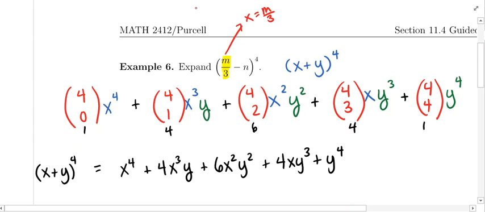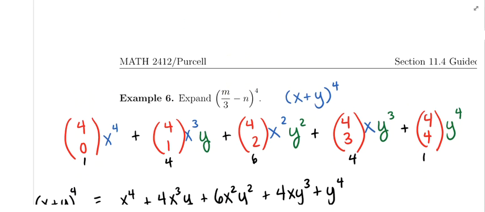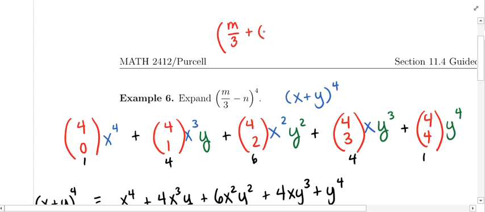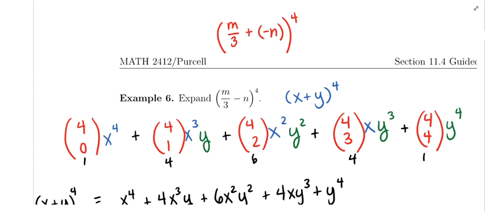Actually, let me write it this way so it's a little clearer. If I have m divided by 3 minus n, I'm going to write it as m divided by 3 plus a negative n raised to the fourth power. Now, when you look at x plus y raised to the fourth power, x is the term inside the parentheses on the left. So we're going to replace x with m divided by 3. And then we're adding inside the binomial.